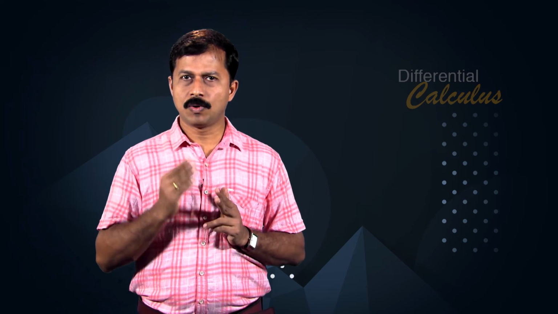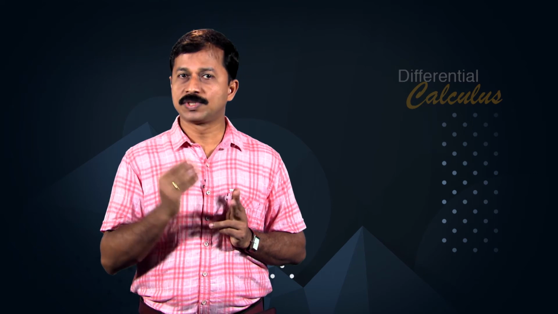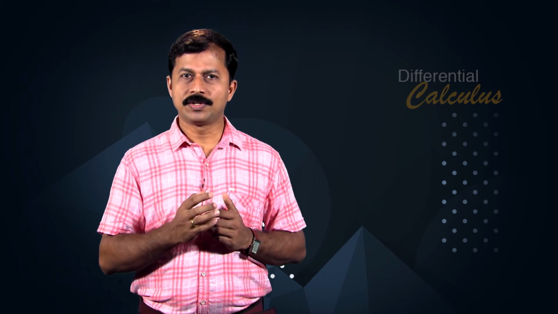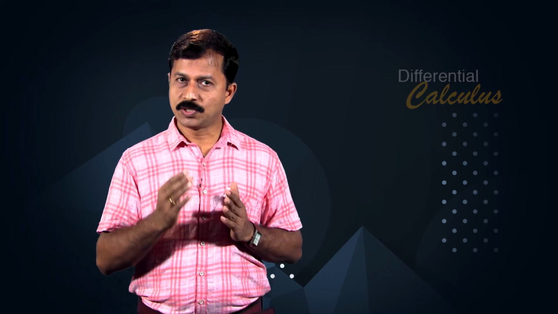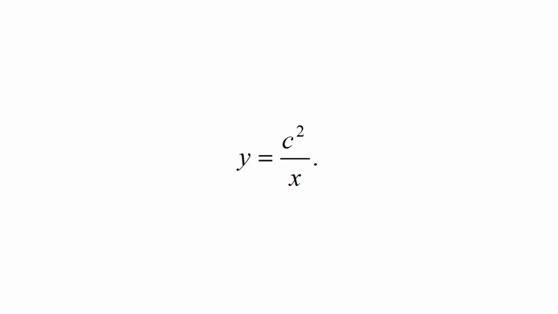Now, as an example, we find the center of curvature at the point (c, c) on the curve xy is equal to c square. We write the given equation of the curve xy is equal to c square into the form y is equal to c square by x.